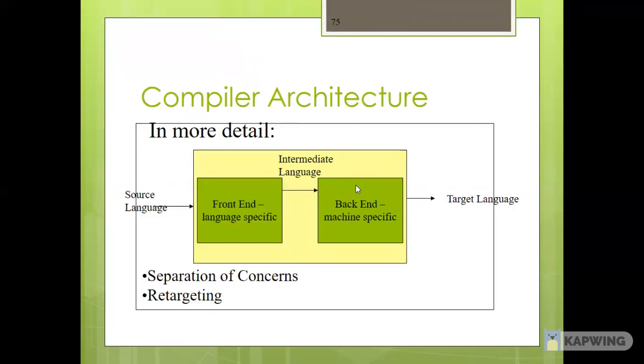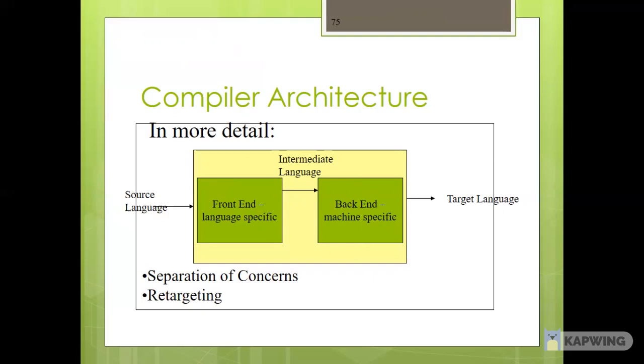So this is the architecture of a compiler. During the process of translation, here is your source language and this will be your target language. It works in two phases. First is the front end, which is language specific, and the second is the back end, which is machine specific. In the front end, it will generate the intermediate code, which is taken as input by the machine-specific part, and then it will generate the target code.